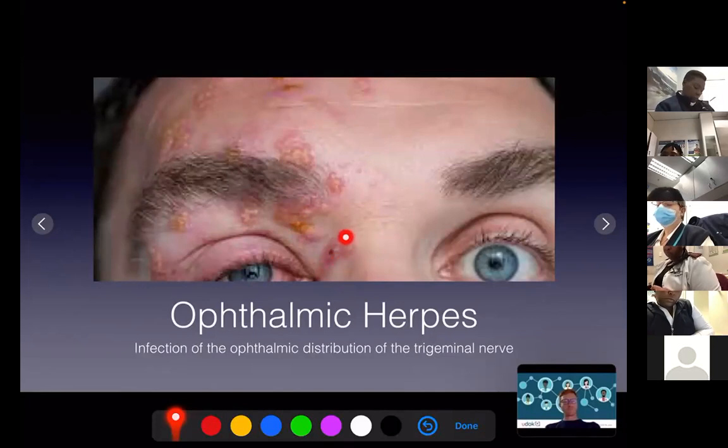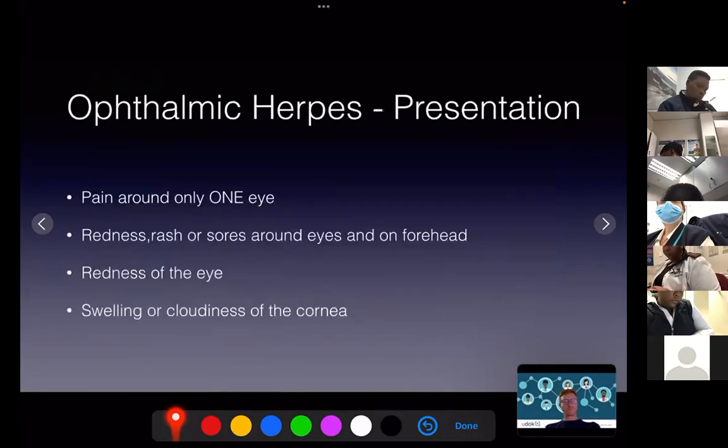And this will actually present initially, and then it will spread with clear little bubbles all around the distribution of the nerve itself, until eventually it starts to explode, and it will crust up, forming a little scab in that particular area itself. As we mentioned, redness around the eye and the swelling and cloudiness of the cornea itself, or the clear layer of the eye in front.